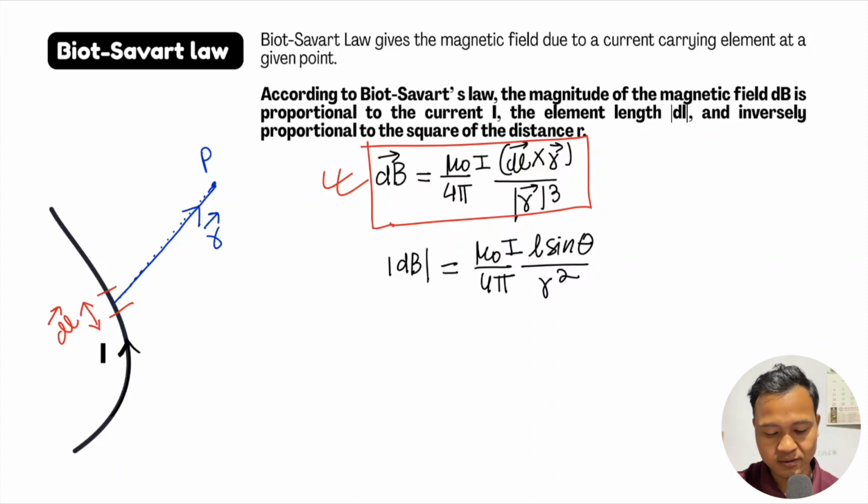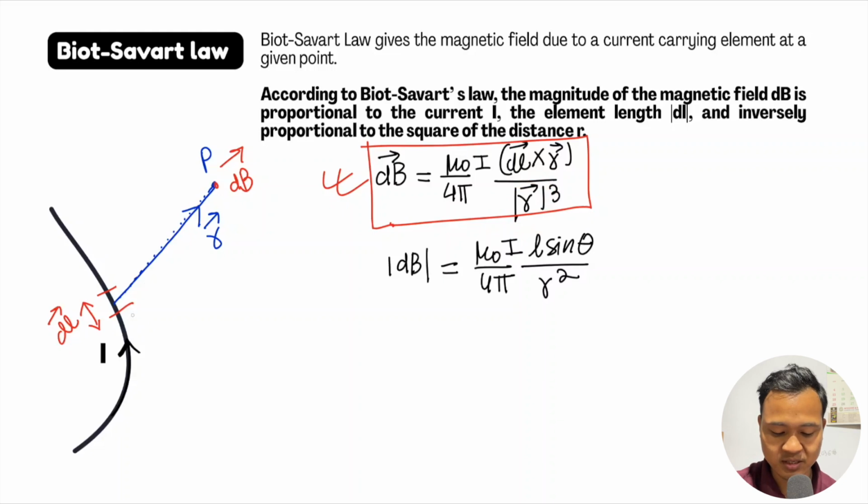Let's say the magnetic field at this point is dB. So how do you get dB? It is mu naught I by 4 pi, dl cross r divided by mod of r cube.